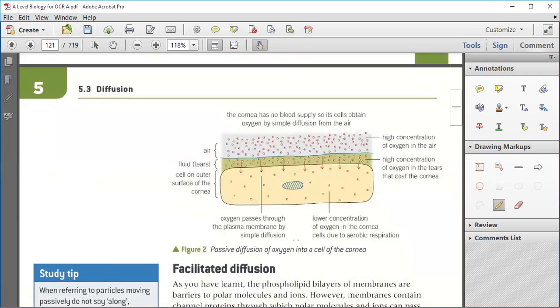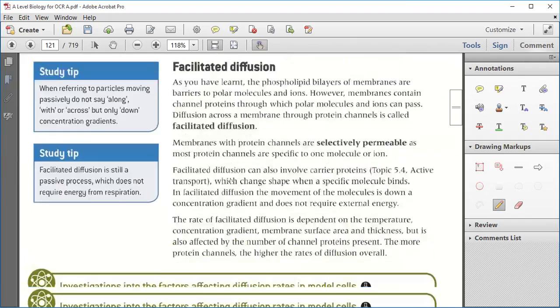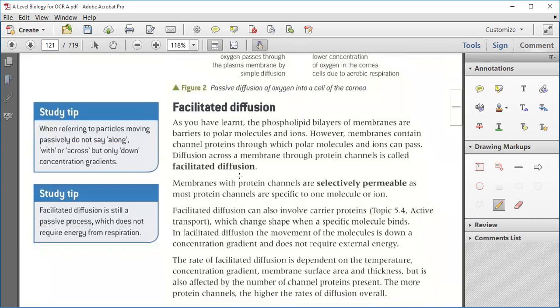This is the passive diffusion of oxygen into the cells of the cornea. How can it happen? Oxygen goes from a high concentration to a low concentration, through the high concentration of oxygen in the air and the high concentration of oxygen in the tears that coat the cornea. So this is air, this is the fluid of the tears, and this is the cell or the outer surface of the cornea. Is that clear?